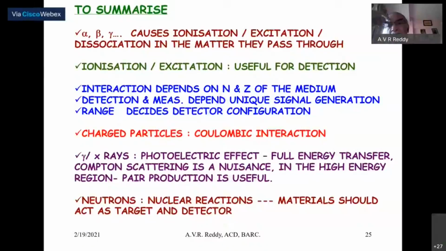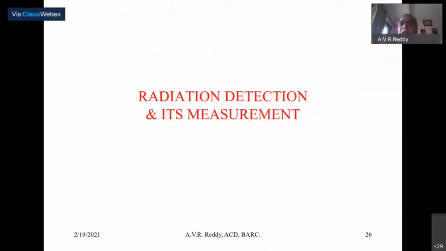And in this two-step process, obviously, in most cases efficiency will be a bit low. And the interaction is probabilistic, so it depends on an exponential nature. Leaving that at that stage, we will proceed with the radiation detection and its measurement.